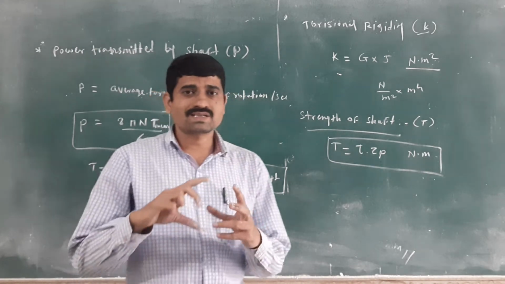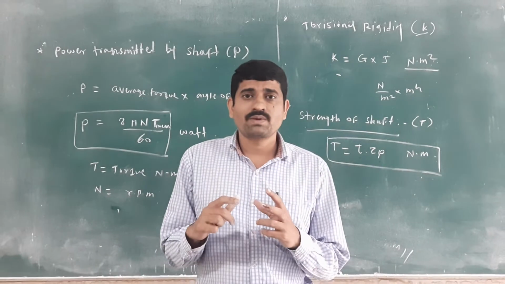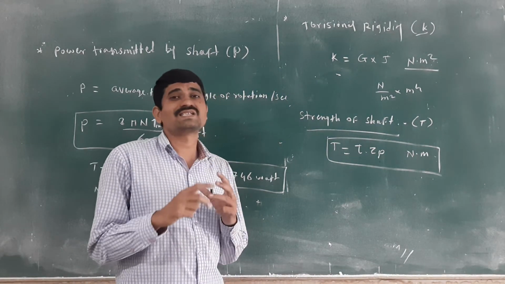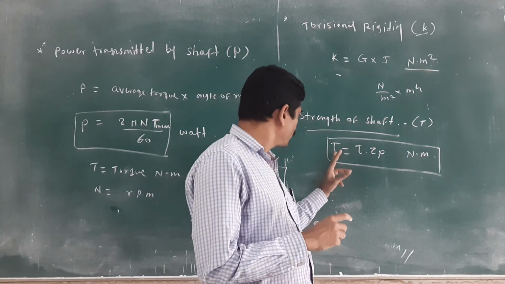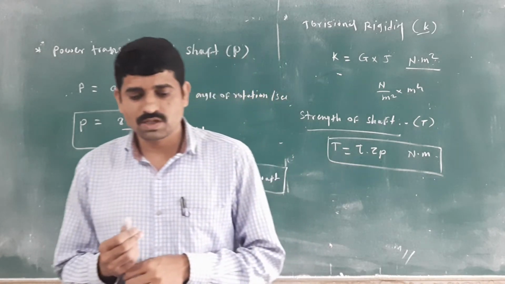How to calculate the strength of the shaft? When a couple is acting on the given shaft, you have to check how the shaft resists it, up to which value this shaft will resist. This is called the strength of the shaft.